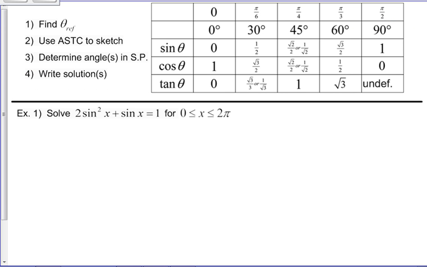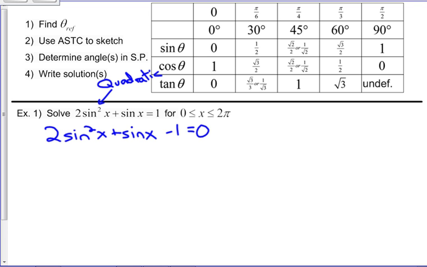So what I'm talking about is an equation like this one. 2 sine squared x plus sine x equals 1. Okay, so the very first thing is we recognize it as a quadratic because there's something squared. And our first step in terms of solving a quadratic is to make one side 0. So move that 1 over.